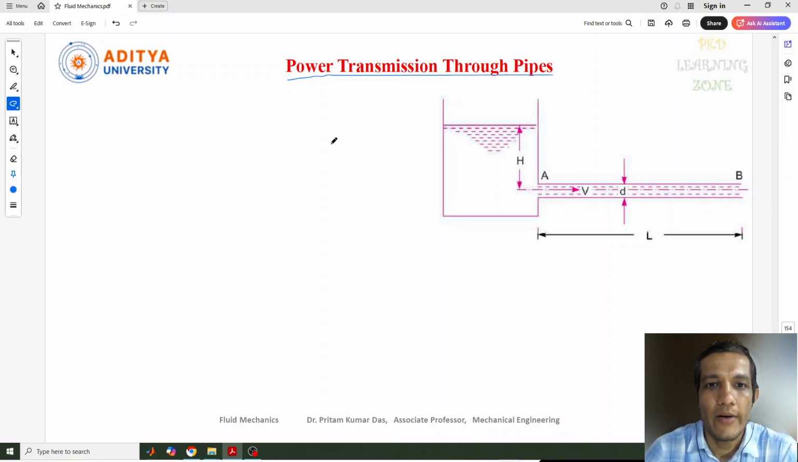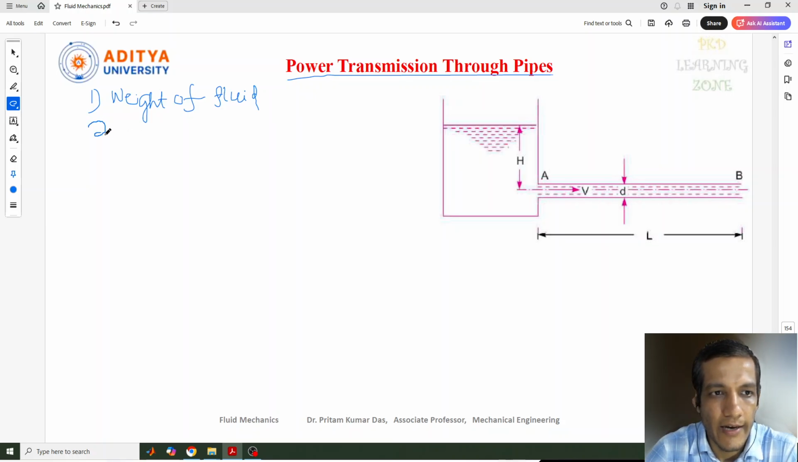So actually, the power transmitted through pipes depends upon a few conditions. One is the weight of the fluid which is flowing through the pipe. So the first point is we need to consider what is the weight of the fluid which is flowing through the pipe. This is the first one. And the second part is, what is the total head which is available at the end of the pipe?